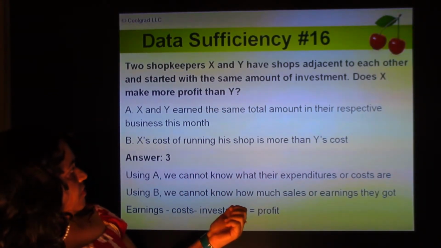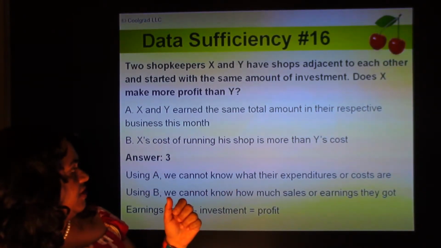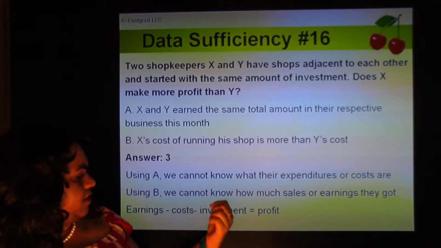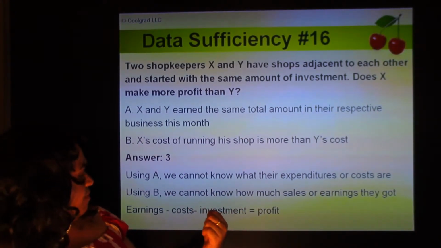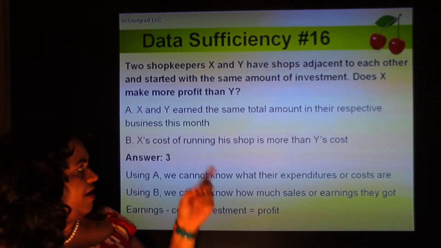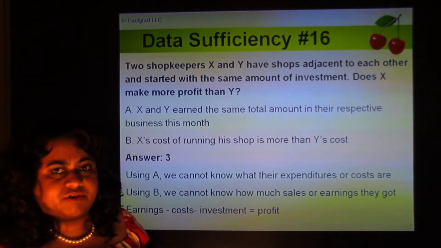Using both the statements together, we can answer this question. So even if you try to use B alone, their costs are different, but if you don't know their earnings, you still can't answer the question, right? So you have to have both these statements together and then you can answer the question. So we pick option 3.